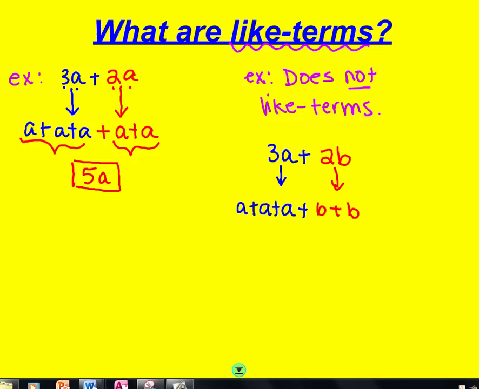So these are not considered like terms because the variables are different. For one term, I have a's. For my second term, I have b's. There's no way to simplify this and add them to be one term. So unfortunately, my final answer when I simplify this expression is 3a plus 2b. I cannot simplify that any more than it already is. So that's what happens if you do not have like terms. You can't add and you can't subtract them to make one term.